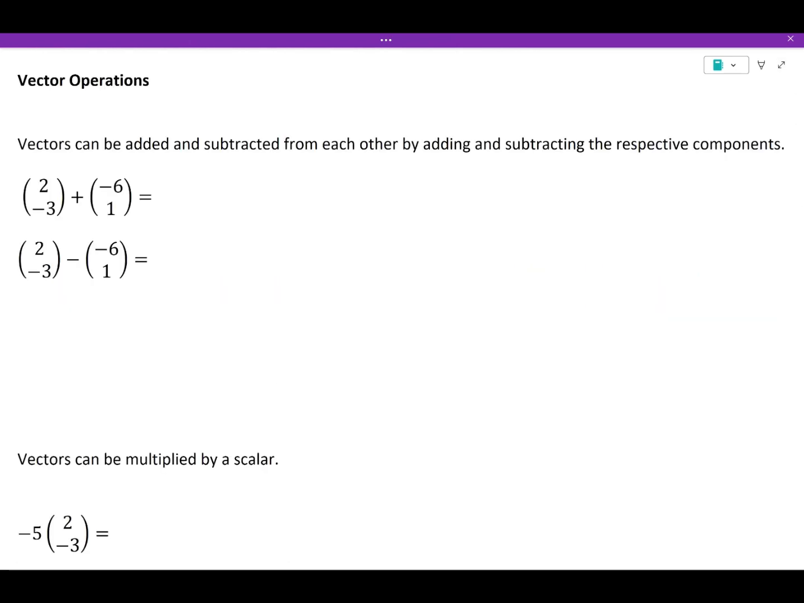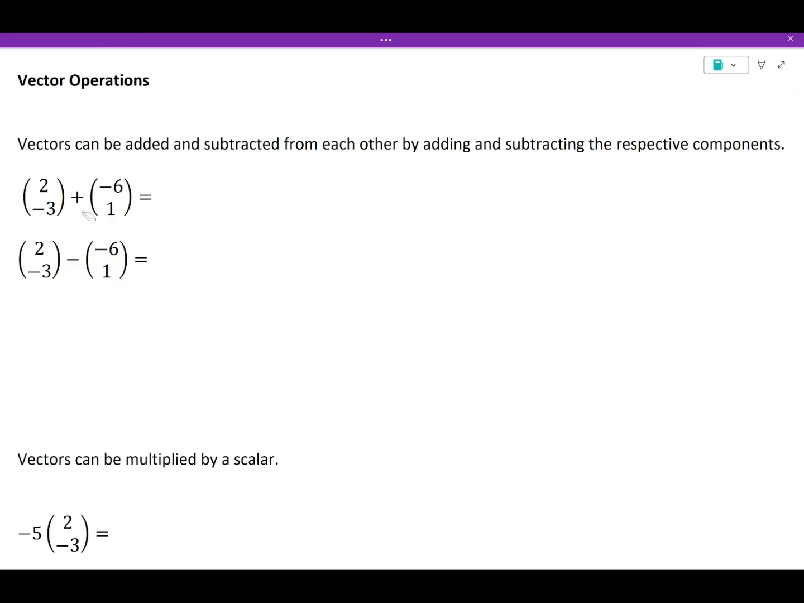Now we're going to have a look at vector operations. Vectors can be added and subtracted by adding the horizontal components together and adding the vertical components together, or subtracting if we're dealing with subtraction. We've already seen this a bit with our resultant vectors. You can see this first question here as an example of addition.